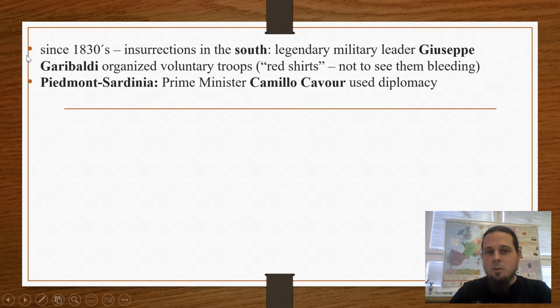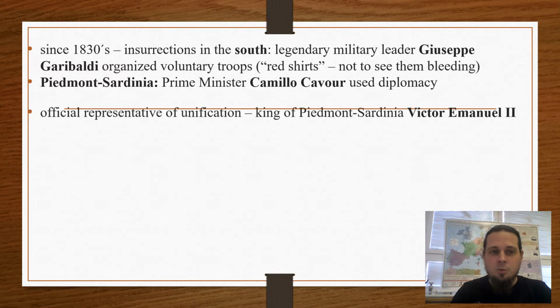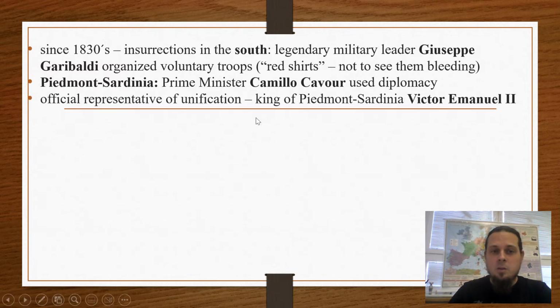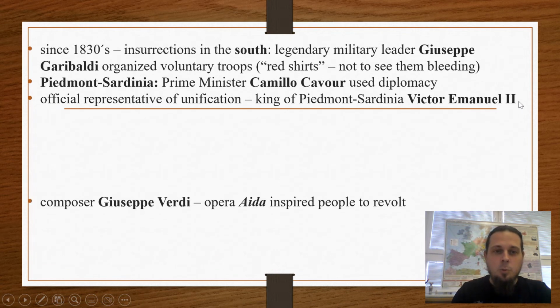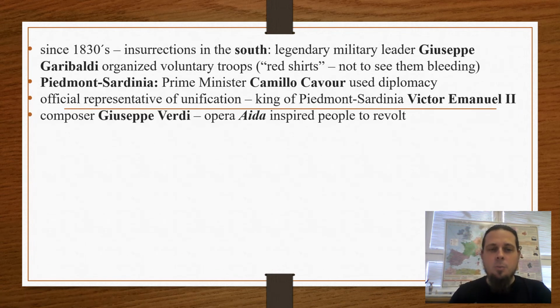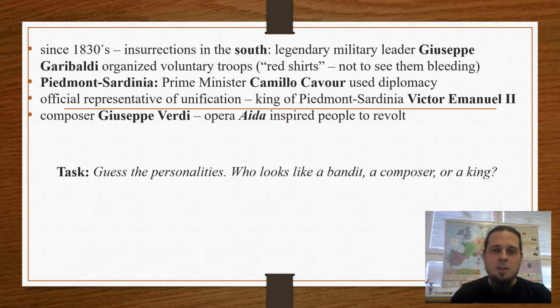They had their own king, Vittorio Emanuele, but also the prime minister, Camillo Cavour, who decided to use diplomacy of a realistic, pragmatic policy, just like Otto von Bismarck. The kingdom itself was represented by Vittorio Emanuele II. This is an important thing to know. And another of the personalities, Giuseppe Verdi, persuaded many Italians all around the country with his opera Aida to inspire them to revolt for the unification, that Italy is one big nation.